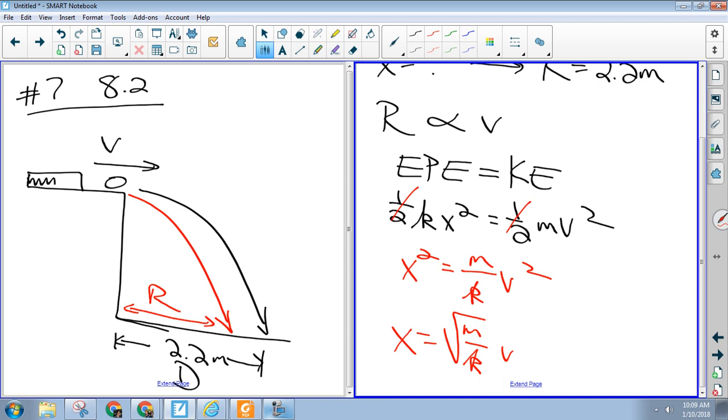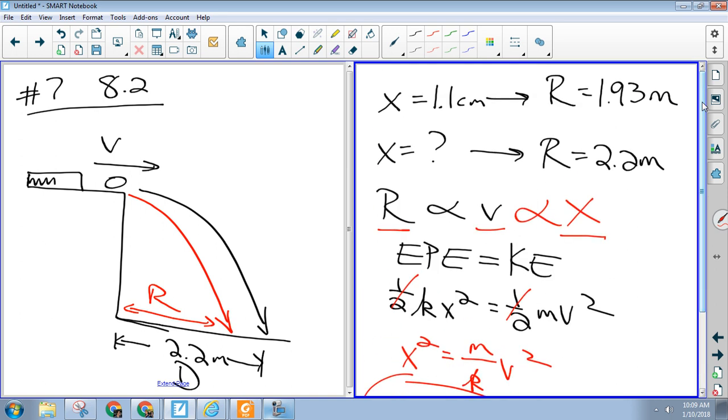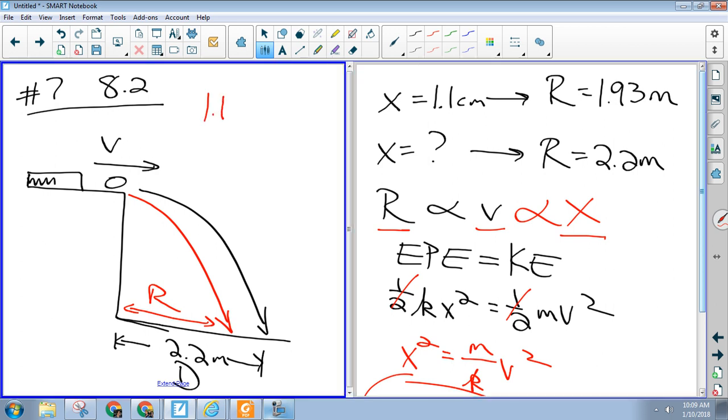So what's the relationship between how far I squish the spring and the velocity of the ball as it comes out? One-to-one. They're proportional. To double the velocity, I have to double my x. So my range is proportional to the velocity, which is proportional to how far I squish the spring. So this is just a simple ratio. It's 1.1 is to x as 1.93 is to 2.2. Solve it, and you're done.